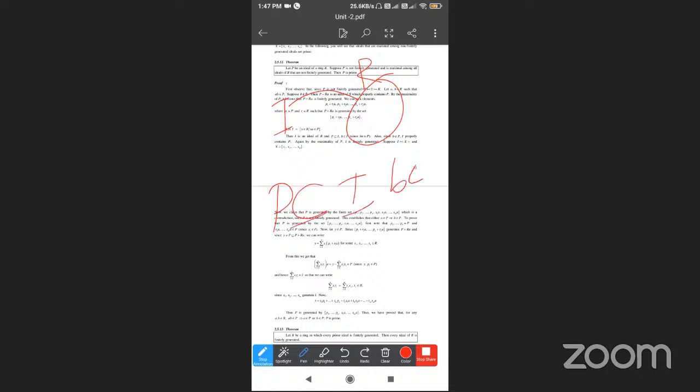Take b belongs to P. Now take b belongs to I. Since b belongs to I, it means ba belongs to P. Also b does not belong to P. So I properly contains P.